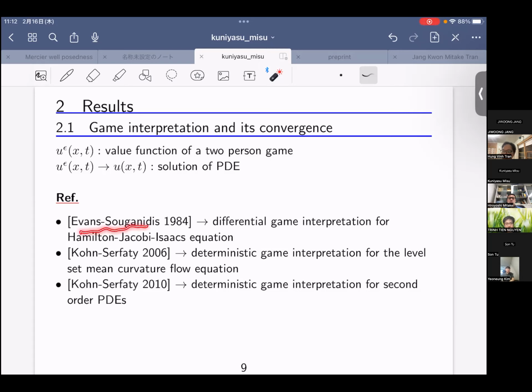Evans and Souganidis in 1984 gave a game interpretation for the Hamilton-Jacobi-Isaacs equation, which is a first order equation. And Kohn and Serfaty gave a game interpretation for the level set mean curvature flow equation. And they also gave a game interpretation for more general second order PDEs.